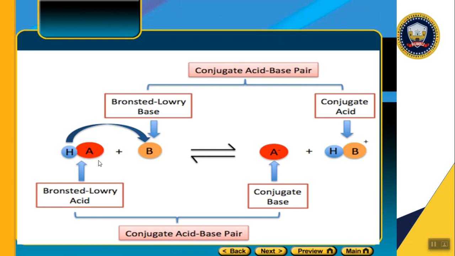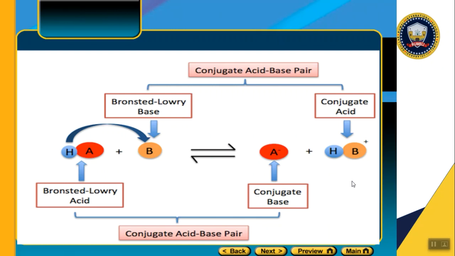So now on this side, HA is the acid. Why? Because it donates a proton to the B, and B is the base. So HA is the Bronsted-Lowry acid, and B is the Bronsted-Lowry base. On the other side, the anion part which remains from the acid is called the conjugate base.